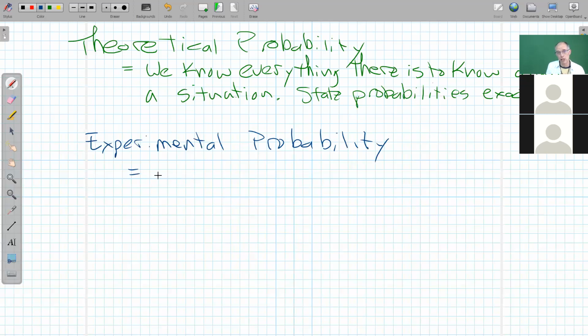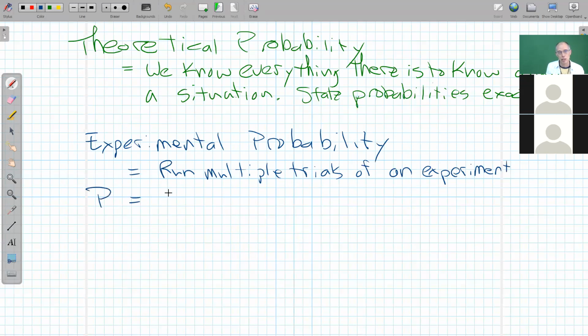Experimental is we run multiple trials of an experiment. And the experiment has to be repeated the exact same way each time. So like flicking a spinner, flipping a coin, rolling a die, me shooting free throws. And then we calculate probabilities by looking at the favorable outcomes divided by total outcomes. So favorable divided by total. And the difference is the probabilities in experimental come from only the observations we made.